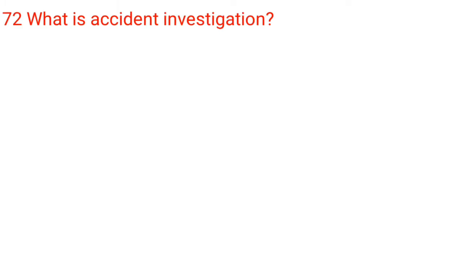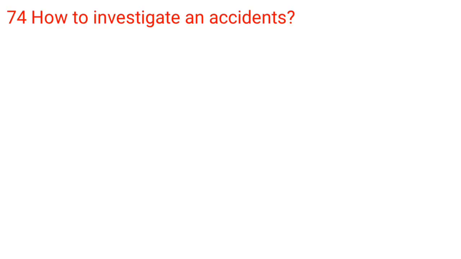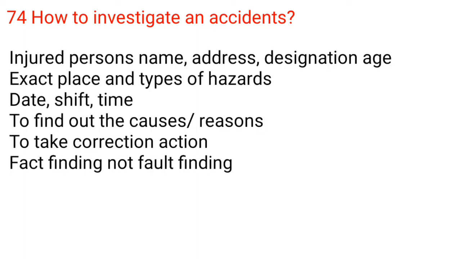72. What is accident investigation? Accident investigation means to carry out immediately after the occurrence of accident to find out real facts to avoid future accident. 74. How to investigate an accident. Injured person's name, address, designation, age, exact place and types of hazards, date, shift, time. To find out the causes or reasons. To take corrective action. Fact-finding, not fault-finding.